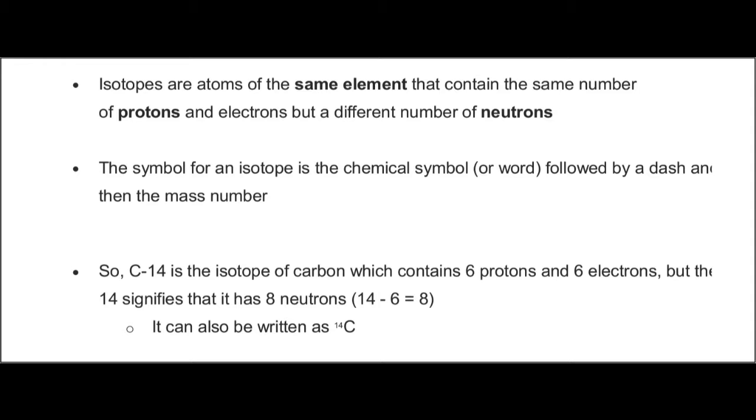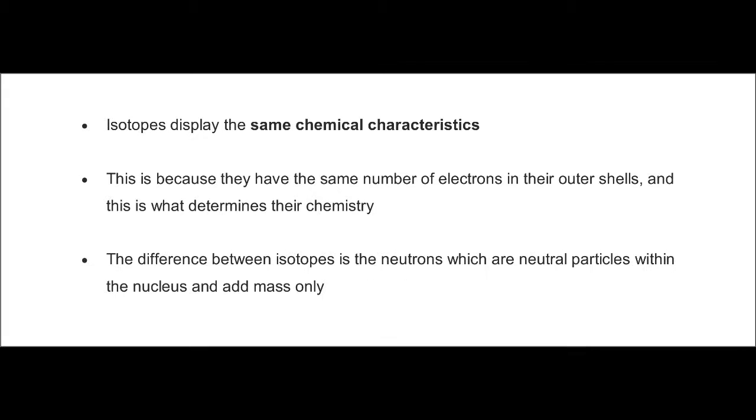So, C-14 is the isotope of carbon, which contains 6 protons and 6 electrons, but the 14 signifies that it has 8 neutrons. 14 minus 6 is equal to 8. It can also be written as 14C.